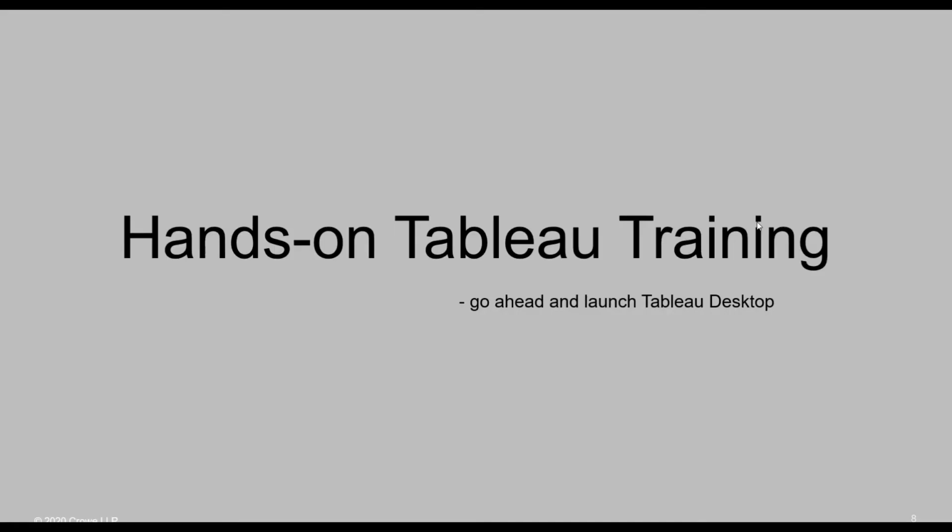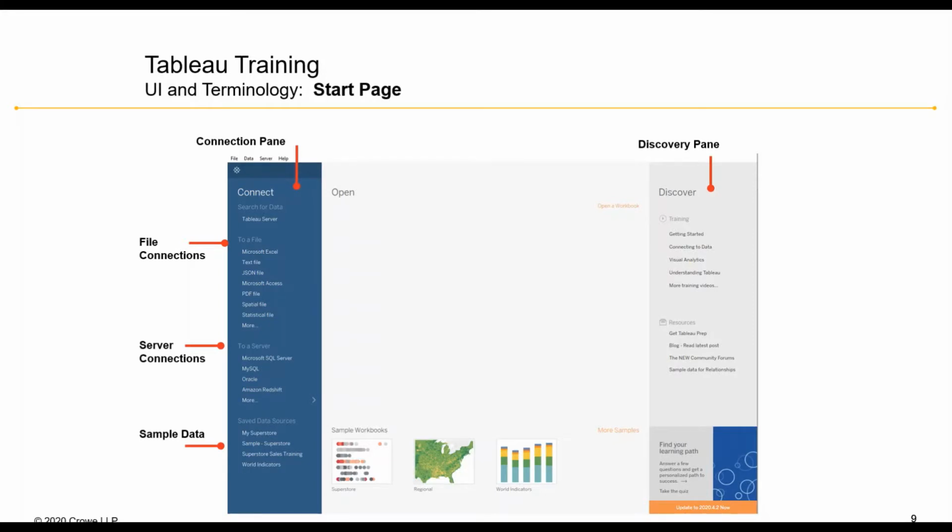Alright, so let's go ahead and launch Tableau Desktop, and we're going to get to know the space and terminology in Tableau Desktop. At this point you should have Tableau Desktop open, and it'll open up to this connection screen, this start page. You'll notice we've got a blue band here that allows us to connect to data. So we see file connection, so if you want to connect to an Excel spreadsheet or a text file or various other types of files, you can do that there.